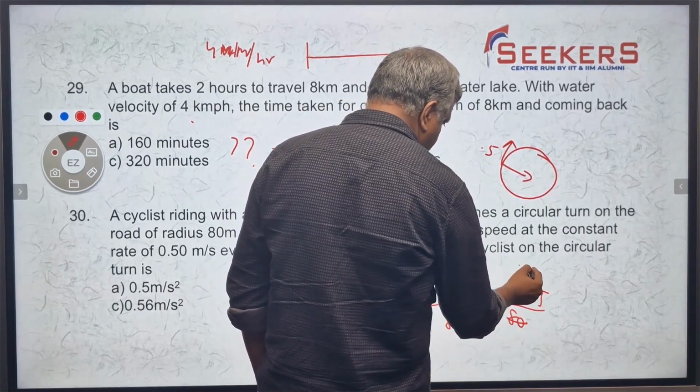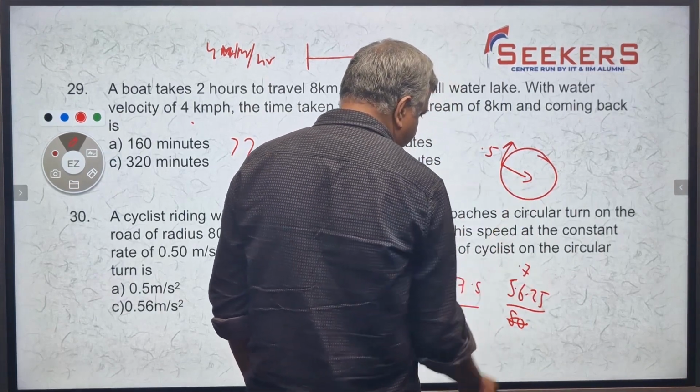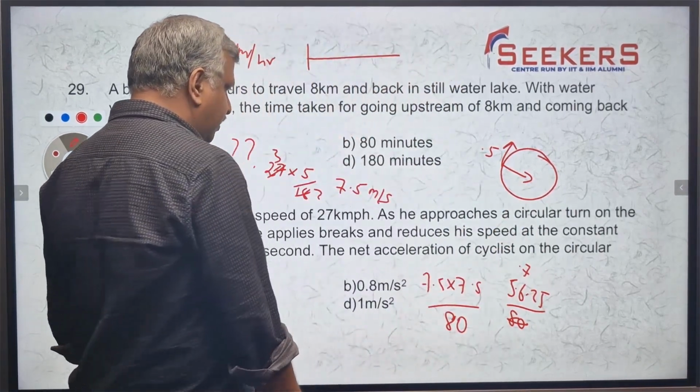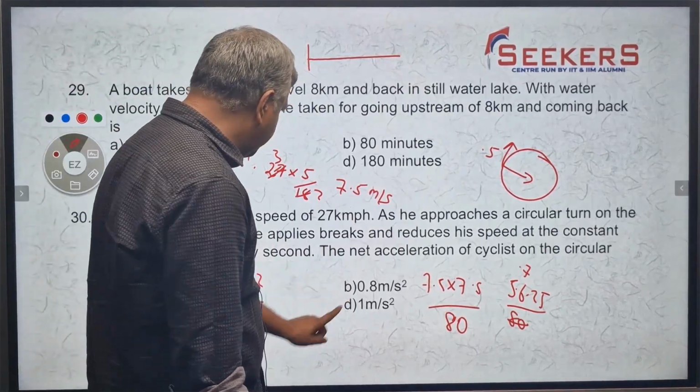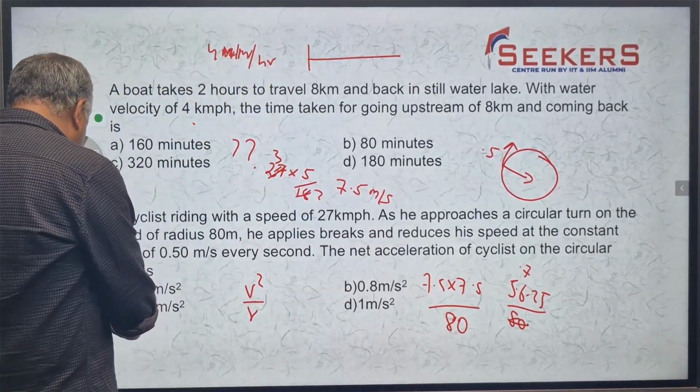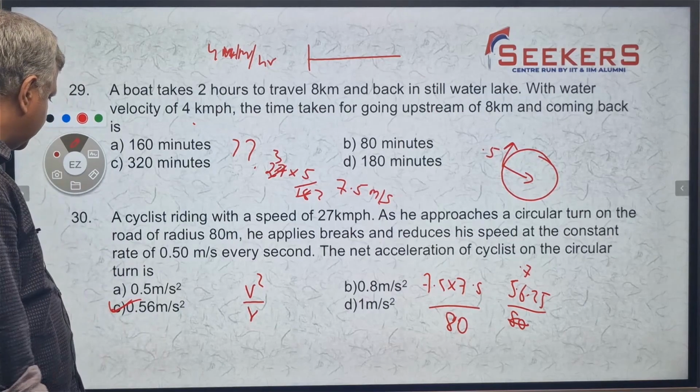So this will be close to 0.7. So 0.7 and 0.5. When I find out the resultant of 0.7 and 0.5, it can't be 0.5, it can't be 1, it can't be 0.8. So it has to be only 0.56 meters per second squared.